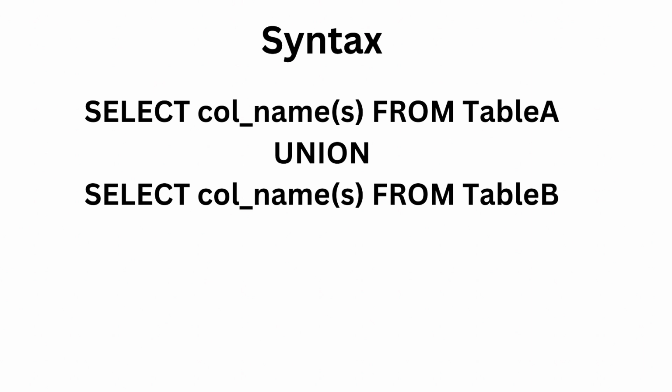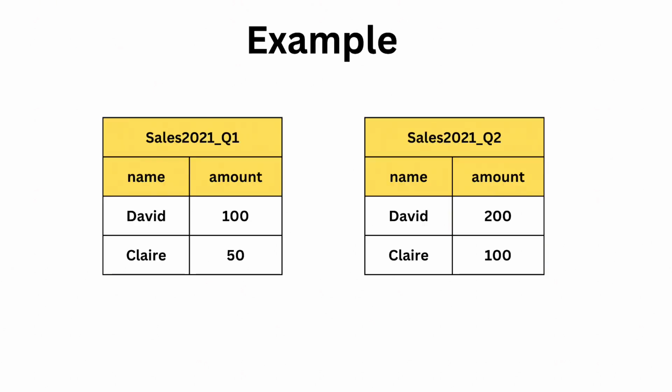You have your first select statement, and then you have a union with another select statement. Something to keep in mind is that these should be logical and they should match up in a way that you can stack the results right on top of one another. Let's go through a simple example.